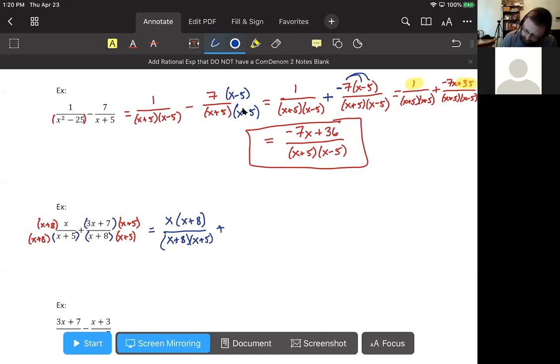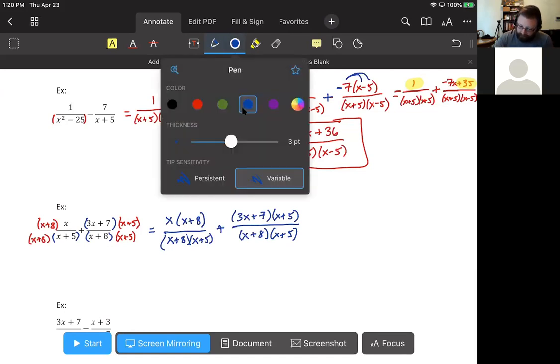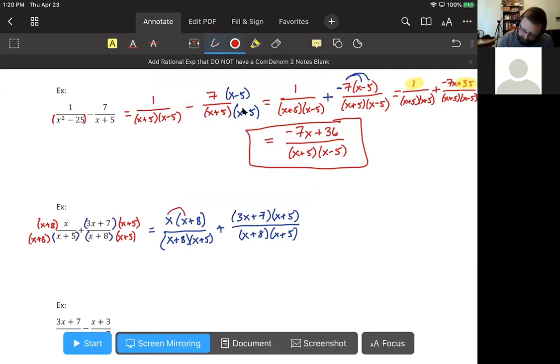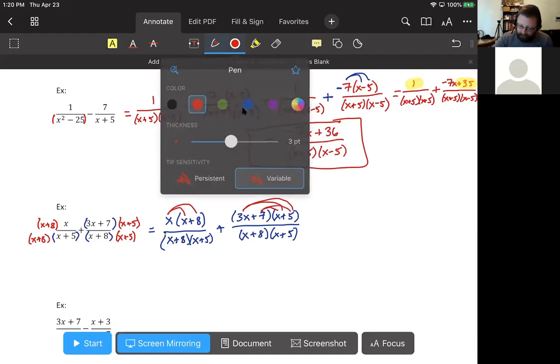plus 3x plus 7 times x plus 5 over x plus 8 times x plus 5. Now, same deal as the first example. Our next step is we need to multiply out the numerators, okay? So we're going to be distributing this x, and we're going to be foiling or double distributing, whichever way you prefer to think of it, that whole second numerator.